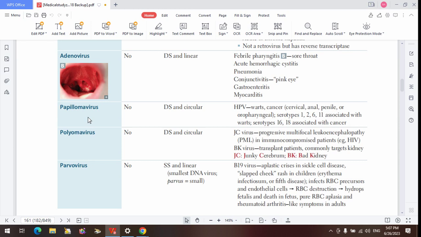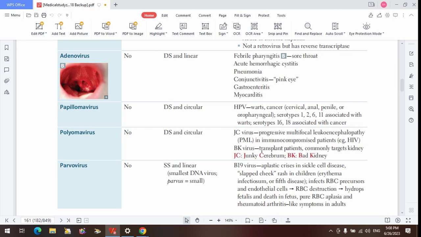So don't forget: head and neck, oropharyngeal, the cervix, the anal, the penis. If it's not cervix for the female, it will be the penis for the guy. And of course, the anus is common to both sexes. So penile cancer, squamous cell type; cervical squamous cell carcinoma; squamous cell carcinoma of the anus; oropharyngeal cancer. And the serotypes that are involved in causing the malignancy are serotype 16 and 18.